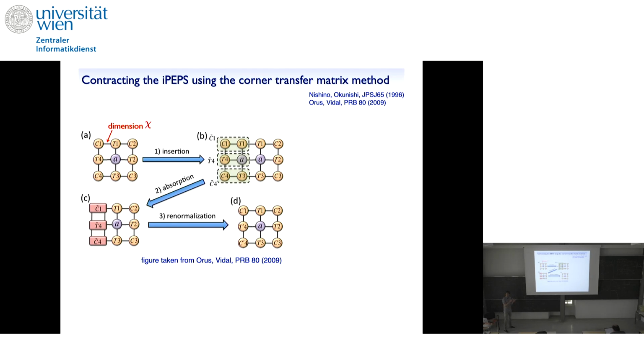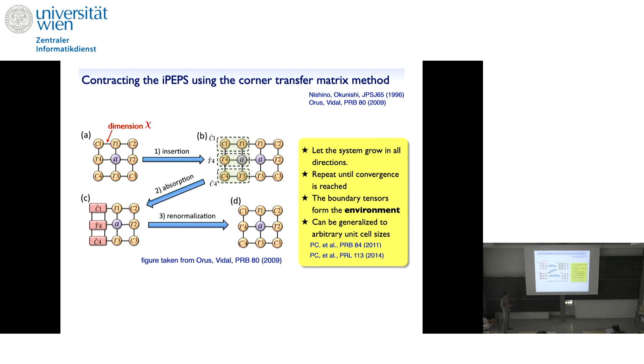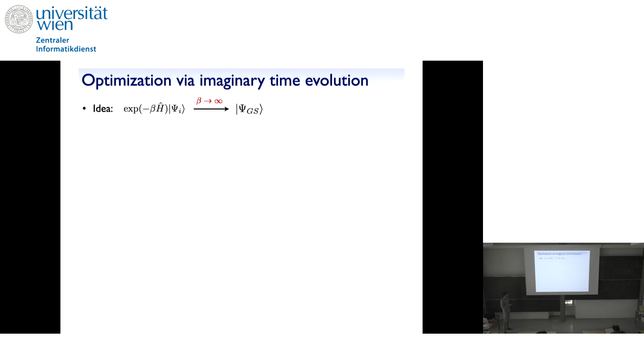So we have let the system grow on the left side, and then you can also do a right move, a top move, and a down move, and then you can repeat this over and over again until you have reached convergence. Okay, so this can also be easily generalized to arbitrary unit cell sizes. Okay, so that's the CTM method, and then now let me also yeah, please.